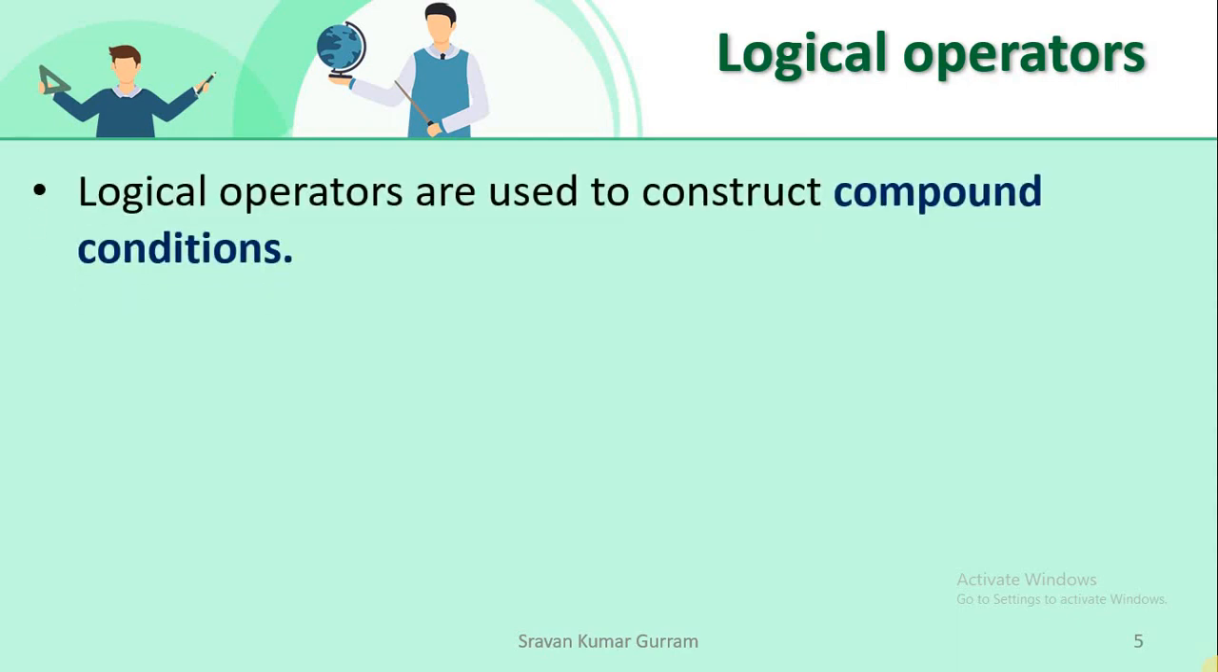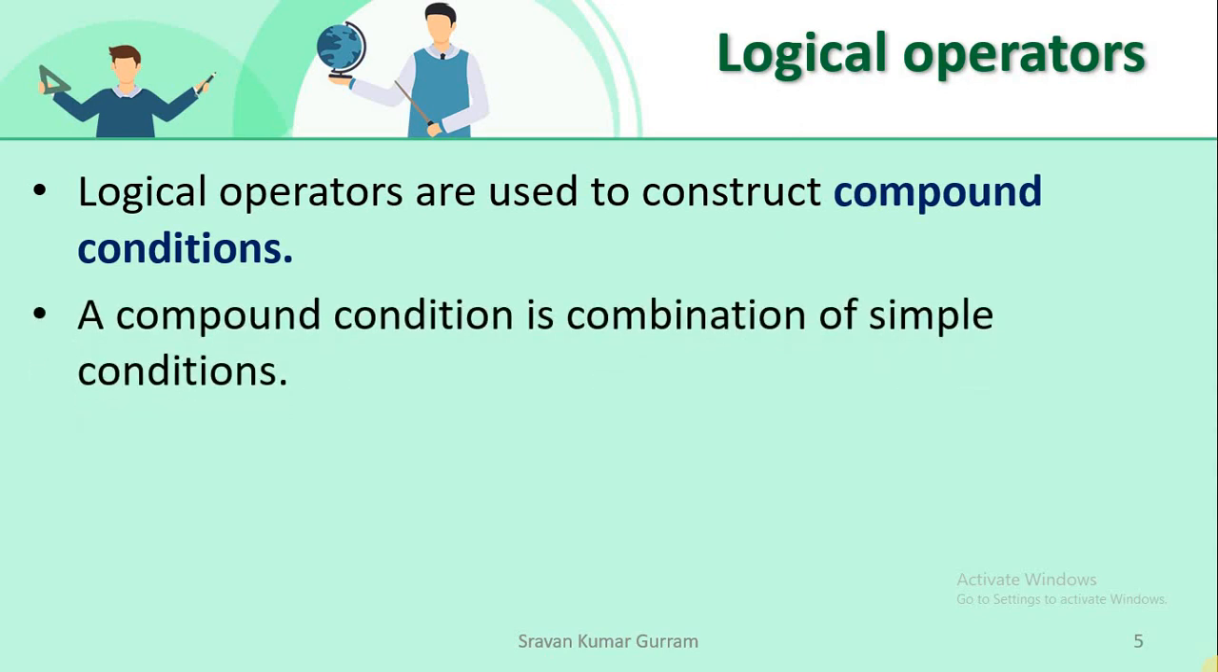Let us start. What is a logical operator? Logical operators are used to construct compound conditions. Then, what is a compound condition? A compound condition is a combination of simple conditions. In the last video, we learnt how to frame a simple condition using relational operators. So here we are using two conditions created with the help of relational operators, and we are trying to combine them using logical operators. That complete condition is called a compound condition.